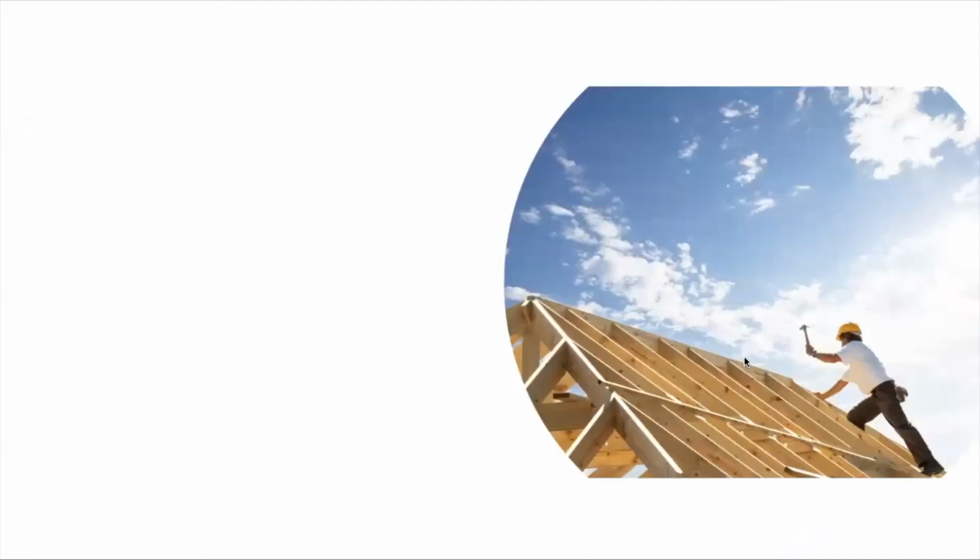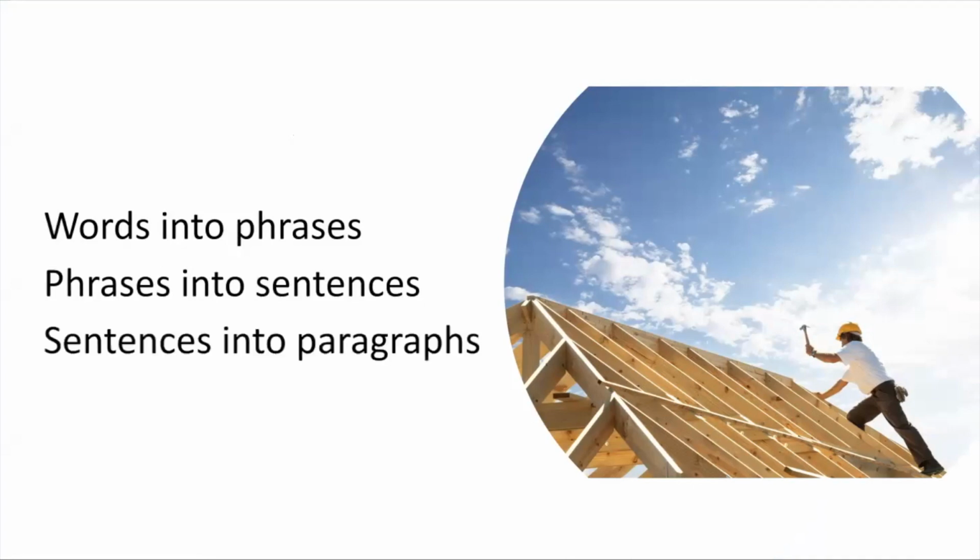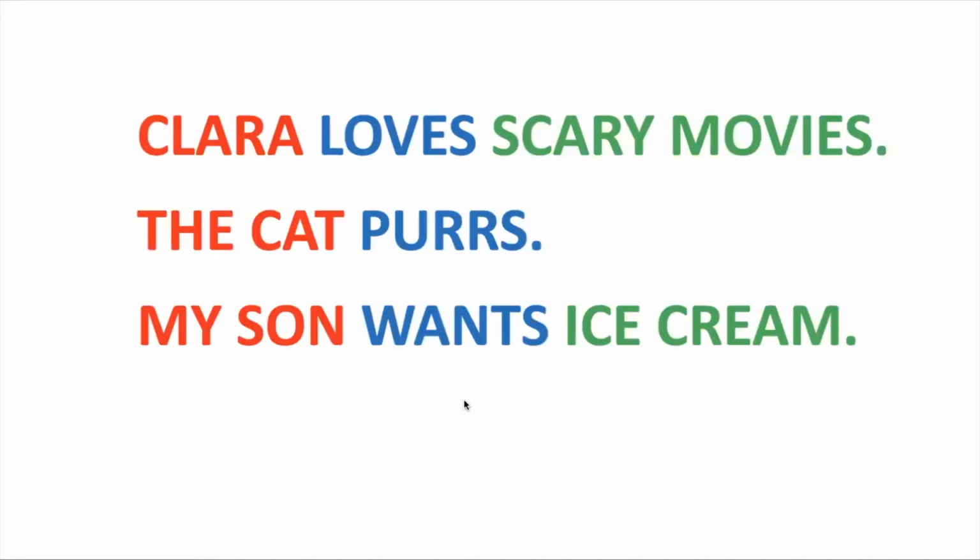We talk about building sentences because when we learn a language, we start with words. We learn how to make words into phrases and phrases into sentences. And if we are writing, we learn how to turn sentences into paragraphs. A simple sentence in English has a subject and a verb, maybe an object.